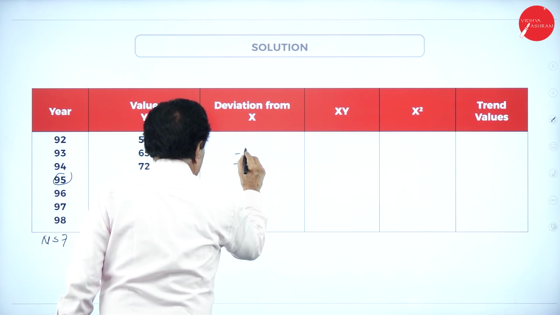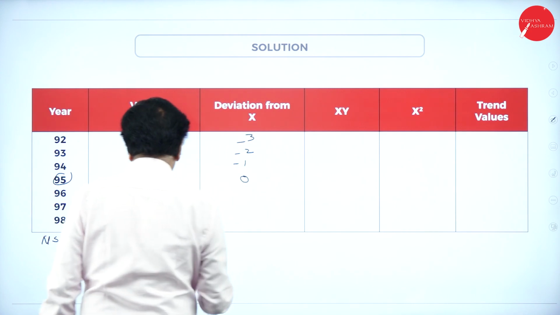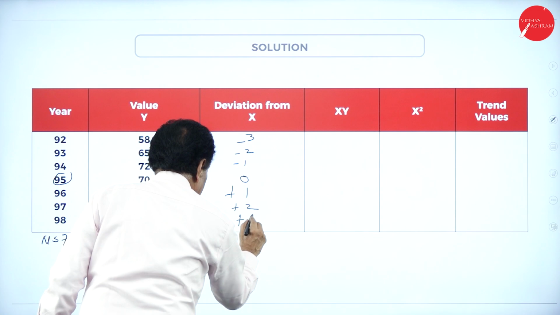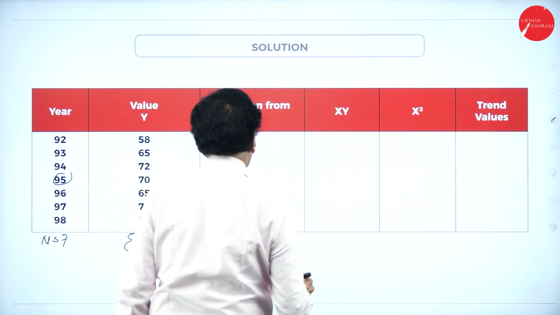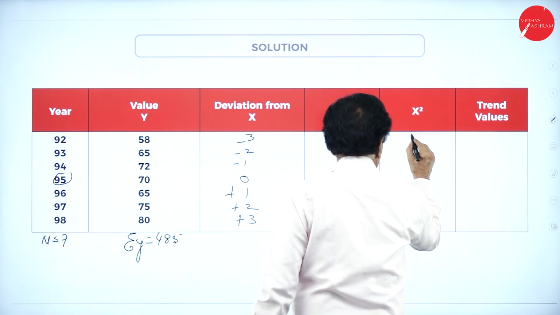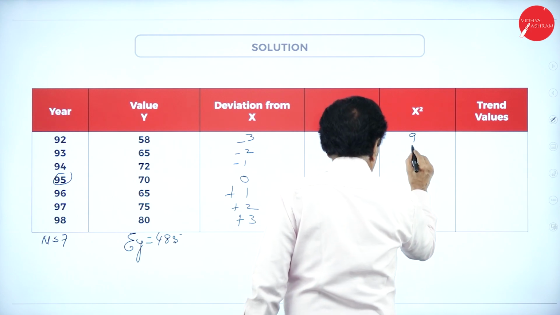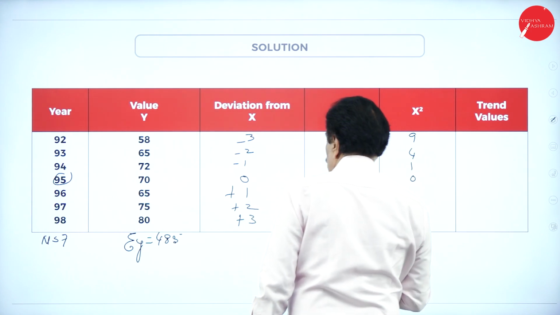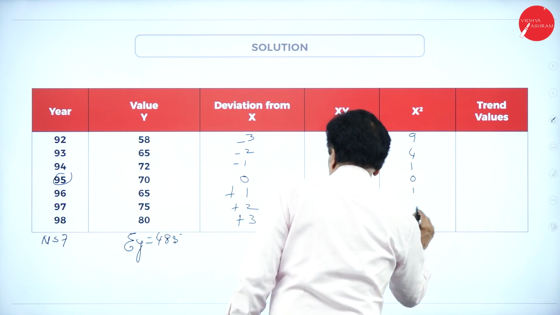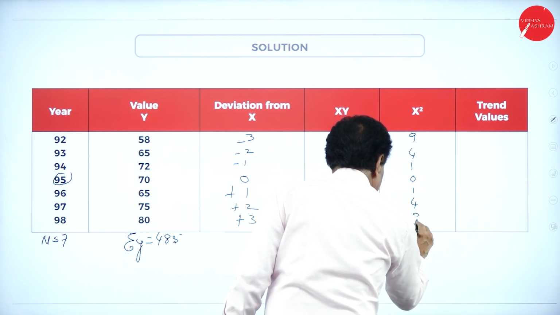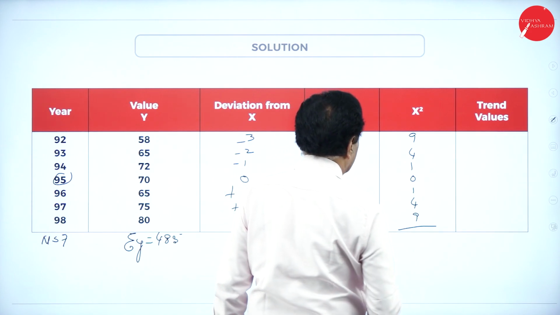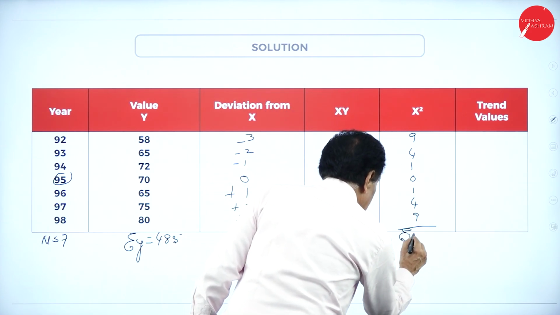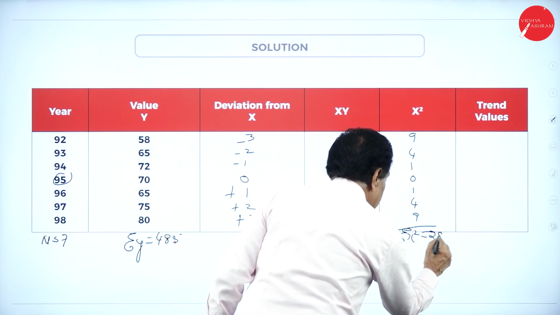Minus 1, minus 2, minus 3. Plus 1, plus 2, plus 3. Square this. 3 square is 9. 2 square is 4. 1 square is 1. 0, 1, 4, 9. Add the figures. Sigma x square is 28.